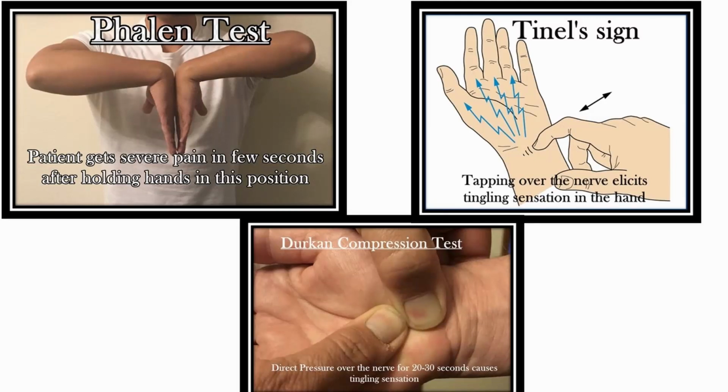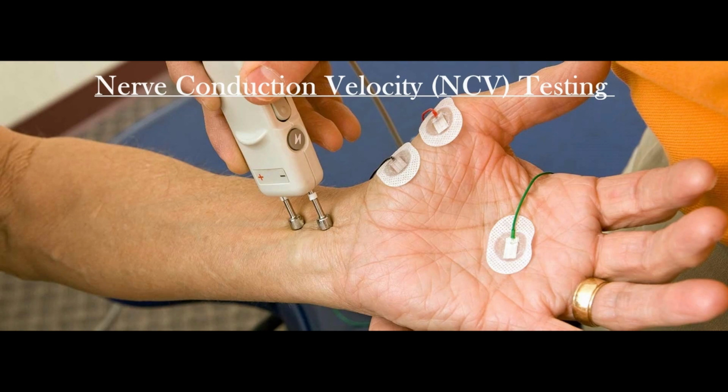There are some quick clinical tests to diagnose this condition. Of course, in addition to examining the sensory and the motor system of the hand, they are Tinel sign, Durkan compression test and Phalen test. But it's important to note that these tests are suboptimal in their sensitivity and specificity. The most important test to diagnose carpal tunnel syndrome is nerve conduction velocity testing, that is NCV. Based on the NCV findings, carpal tunnel syndrome can be graded from 1 to 5.